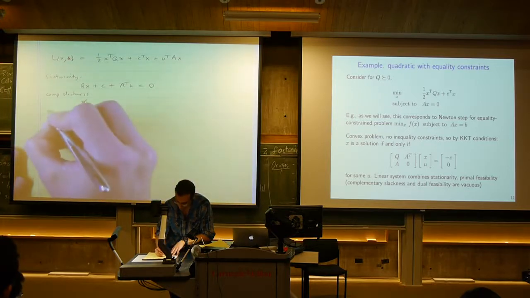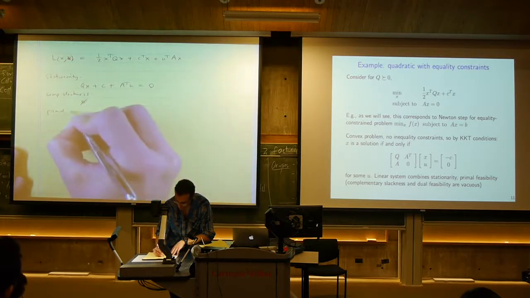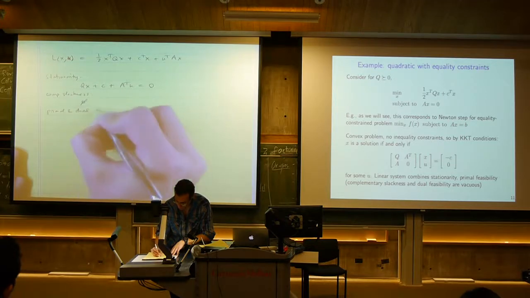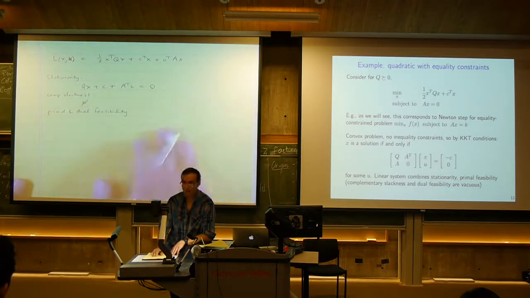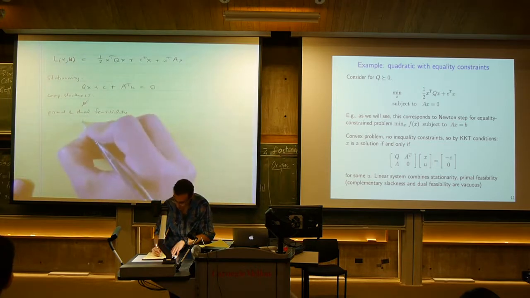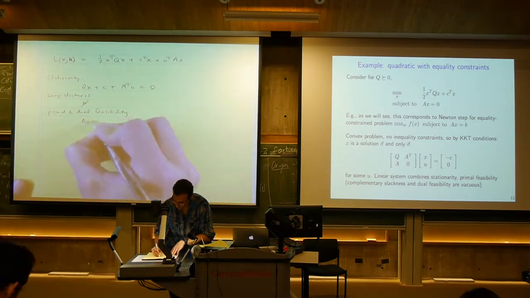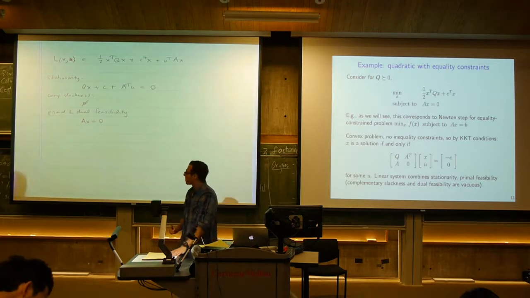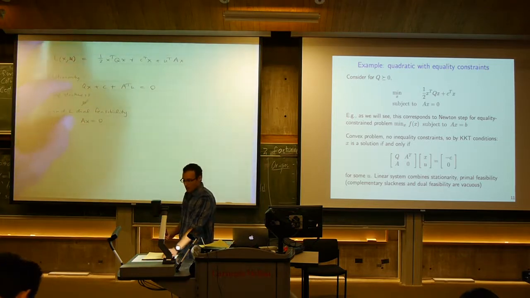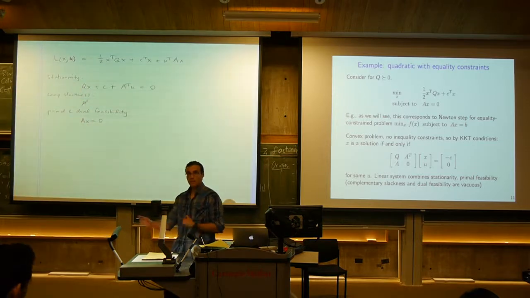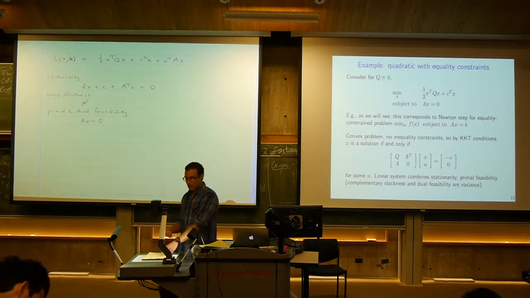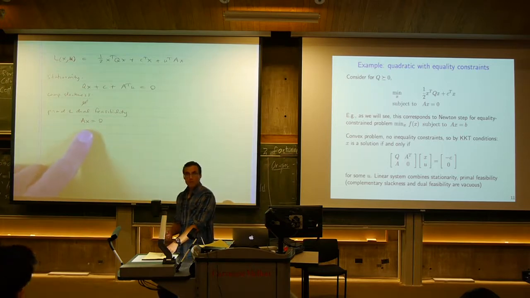And primal and dual feasibility. Well, there's nothing for dual feasibility because I have no inequality constraints. So I don't need u to be non-negative in each component. I can just have it be arbitrary. And primal feasibility is just that I must have Ax equal to 0. So now we know that if we could satisfy these two conditions simultaneously for variables x and u, then x is going to be the primal optimal solution, and u is going to be the dual optimal solution.